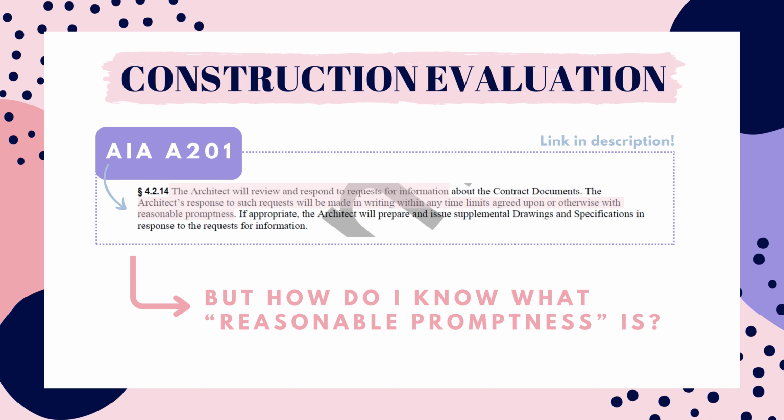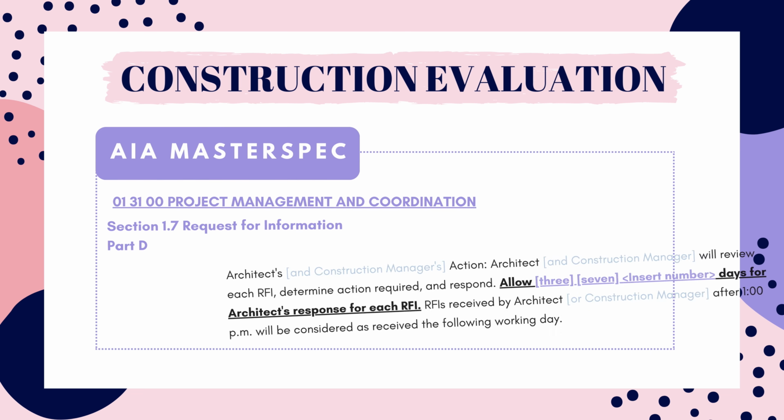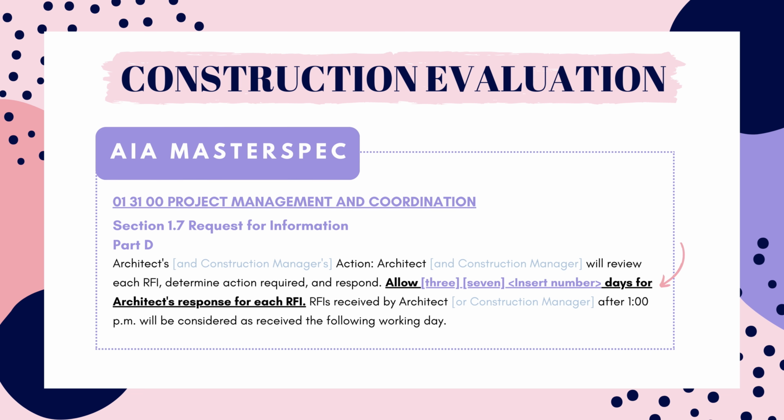So how do you know what reasonable promptness is? Well, it's in your specifications and may also be in your contract. This blurb here is from AIA's master spec, which is created by AIA and covers all the products an architect could need. This is taken from section 1, which is the general requirements portion of the spec. In this portion of the spec, it says to allow for 3, 7, or insert the number of days for the architect to respond. So the reasonable promptness depends on what this line says.